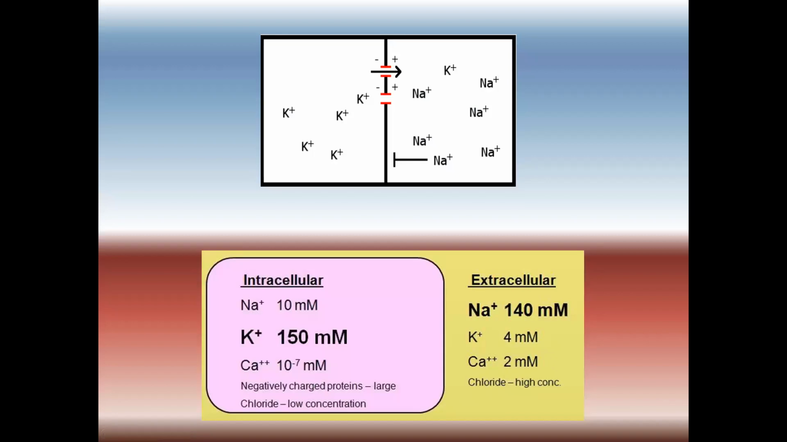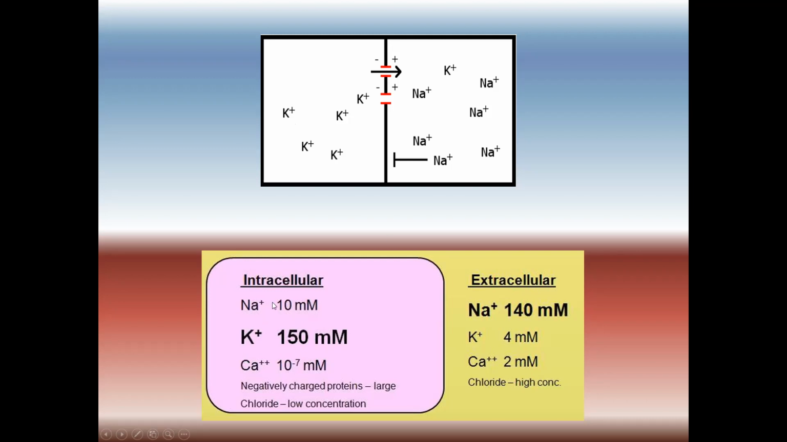Now, we have different particle concentrations in each of our compartments because of pumps. If it wasn't for these pumps, then the electrolytes would equalize on both sides. But we have something called a sodium potassium pump that's going to keep the potassium inside the cell and keep the sodium outside the cell.